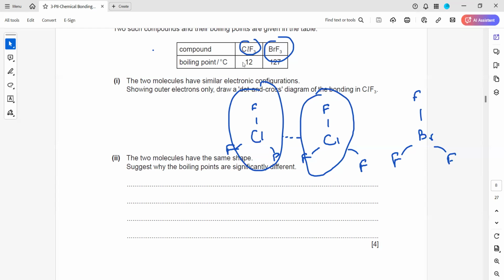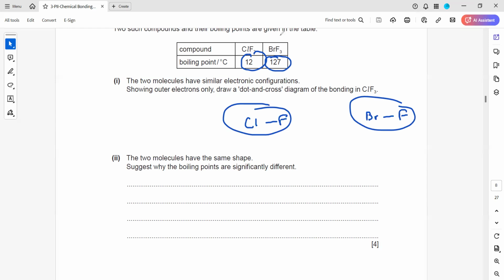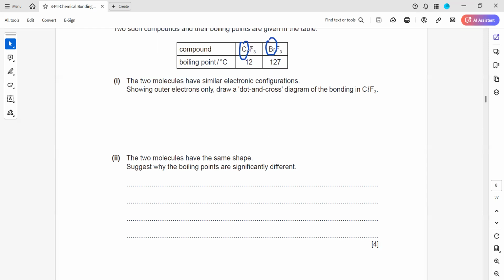So the boiling point of ClF3 and BF3, why is there a difference? The main reason is the dipole-induced dipole forces. And they will have permanent dipoles as well. Why permanent dipole? Because when bonds are formed between two atoms which have a difference in electronegativity, the bond will be polar. Because of the polar bond, they will have dipole forces as well, or permanent dipole force. But the dipole-induced dipole force increases as the number of electrons increases.